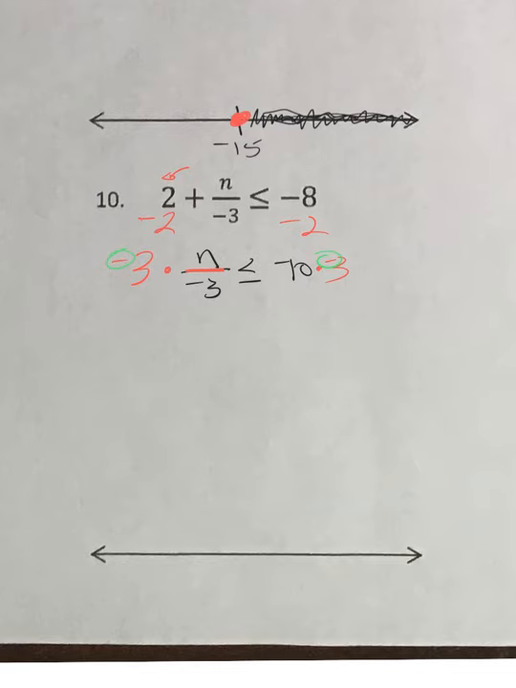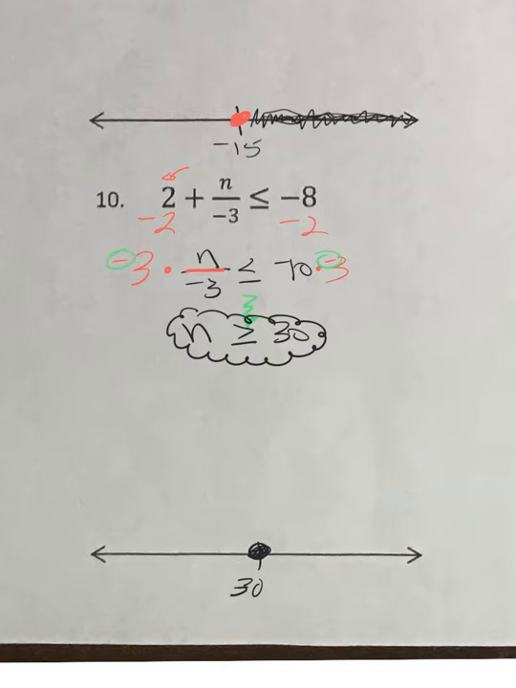Didn't we multiply or divide by a negative? And we multiplied by a negative. So we have to reverse the less than or equal to a greater than or equal to, and then -10 times -3 is 30. So our algebraic answer is all the numbers that are greater than or equal to 30. So it should be a solid circle, and it should be all the numbers greater than.